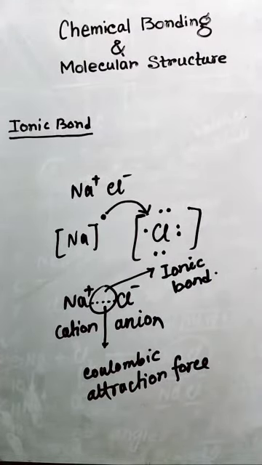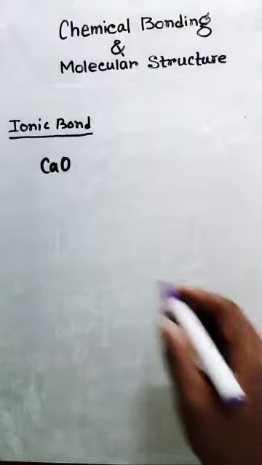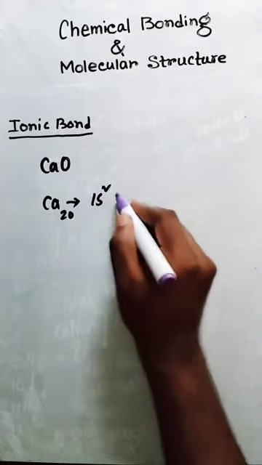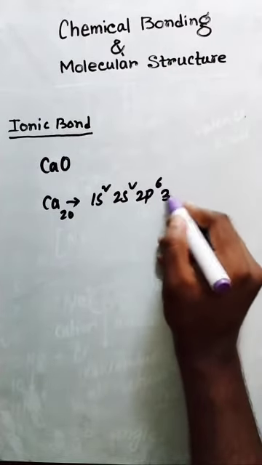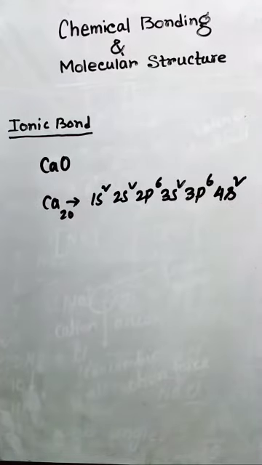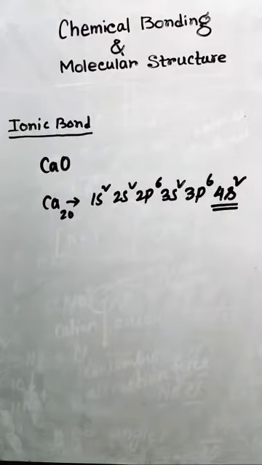So ionic bond means the attraction between two oppositely charged ions. A similar case arises in calcium oxide also. Calcium has 20 electrons, that is 1s2, 2s2, 2p6, 3s2, 3p6 and 4s2. If this calcium atom removes these 2 electrons from its valence shell, then calcium acquires a stable electronic configuration like argon.